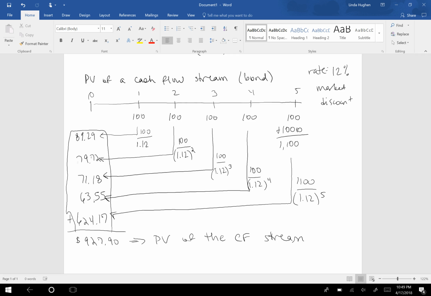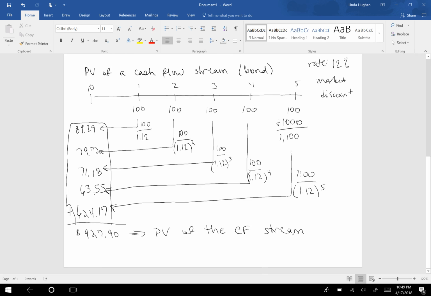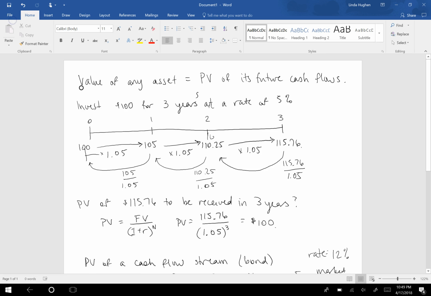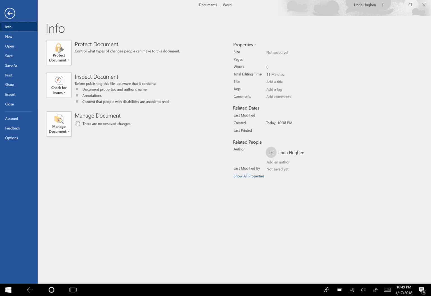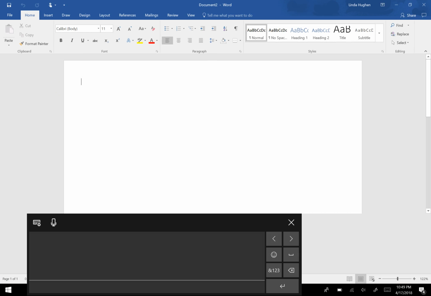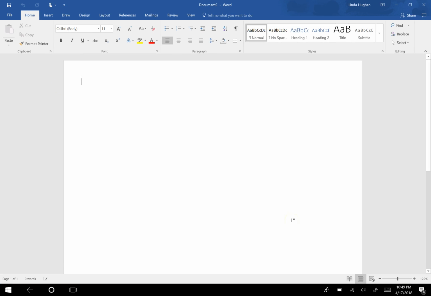What if an asset pays cash flows indefinitely? We would call that a perpetuity, and the present value of a perpetuity is equal to the amount of that payment that we're going to receive divided by the interest rate.